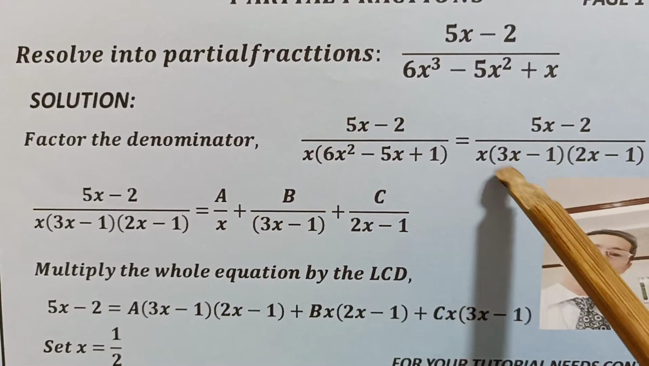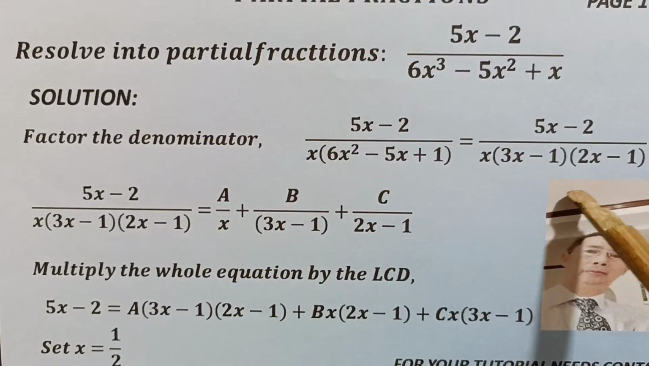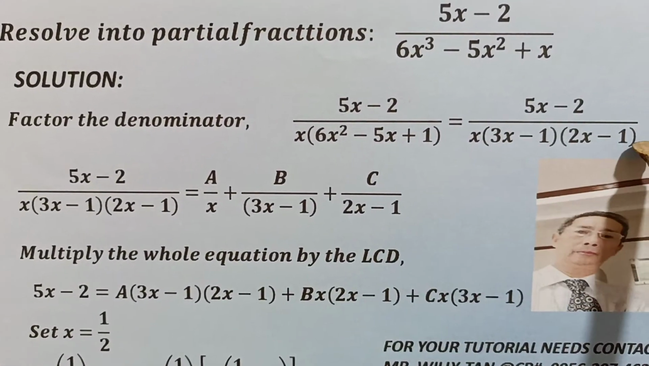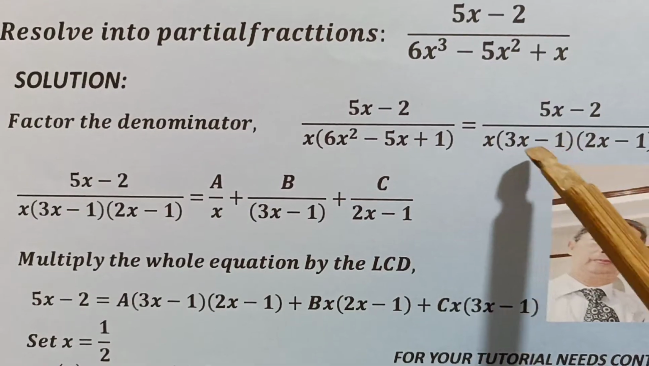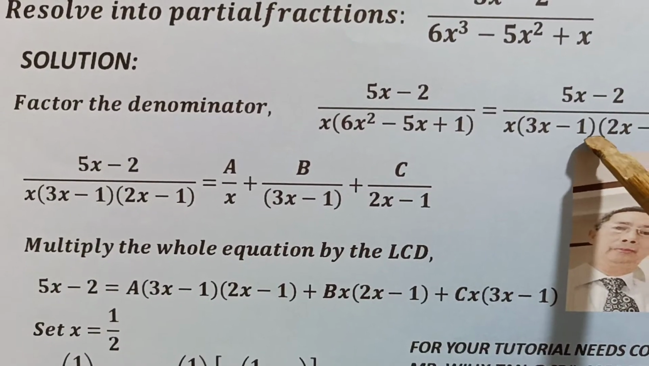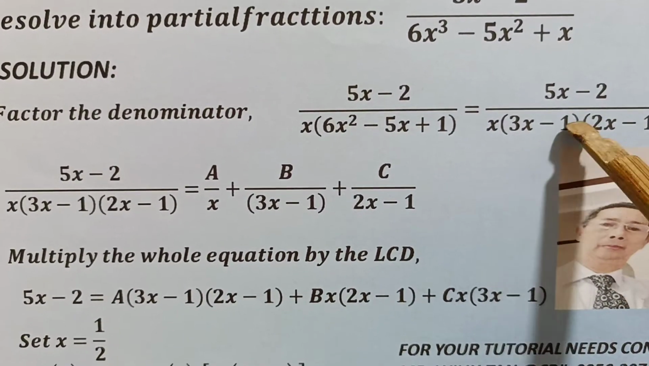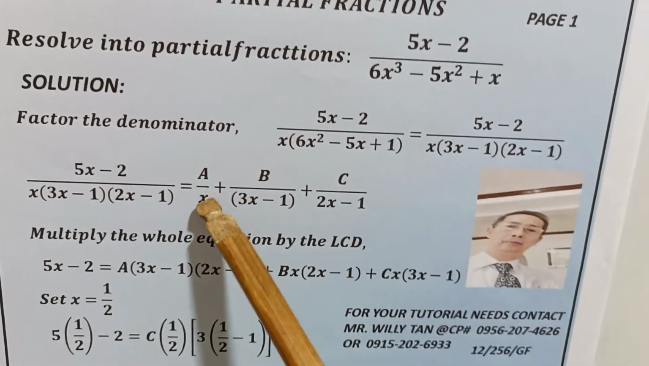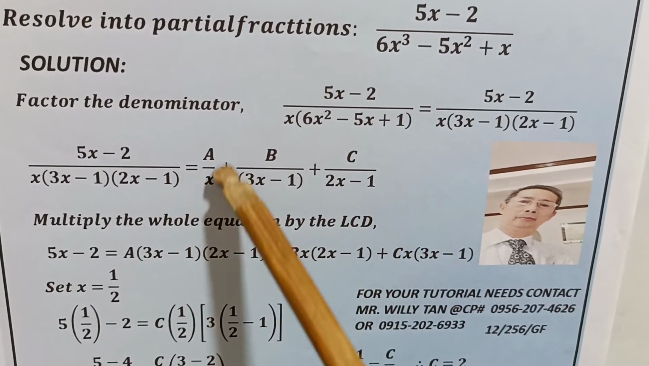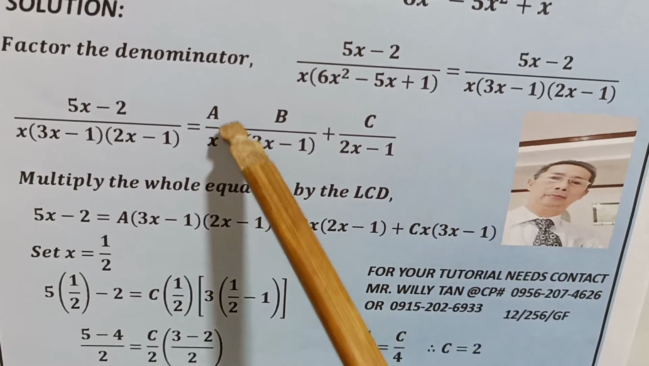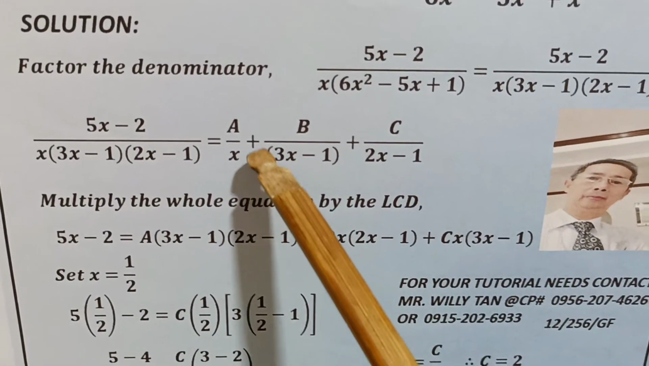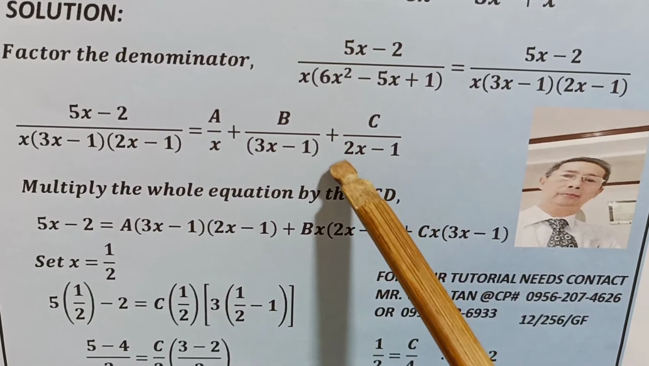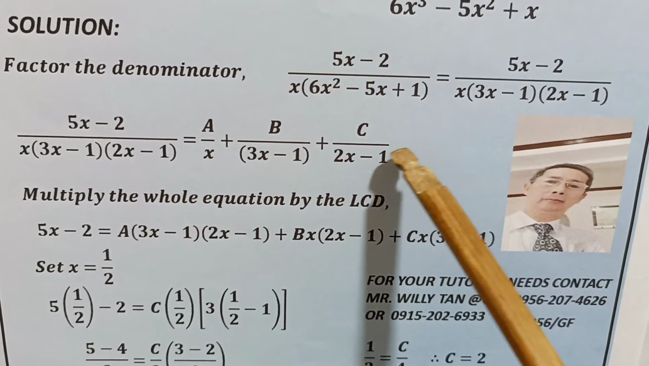So we have 3 factors for the denominator, and since these 3 are linear, we simply get the 3 terms and assign each term a variable. The first term will be a over x. The second will be b over 3x minus 1. And the third term is c over 2x minus 1.